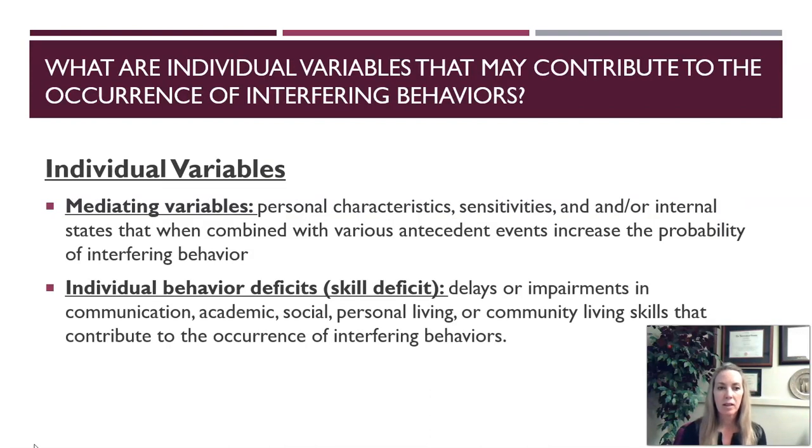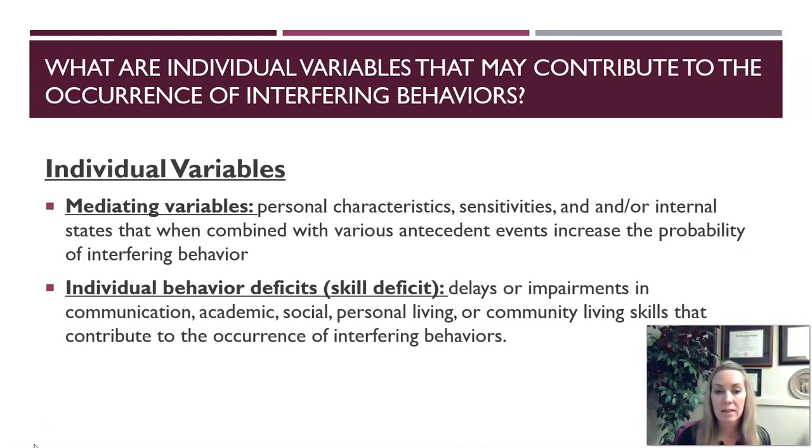We also can think about individual variables. We have mediating variables. Those are personal characteristics, sensitivities, internal states that when combined with various events increase the probability of the interfering behavior occurring. Or individual behavior skill deficits also have to be considered, because if a student has a skill deficit in math and you give them very challenging math work, then that clearly is going to be an antecedent event that could motivate the child to escape the task.